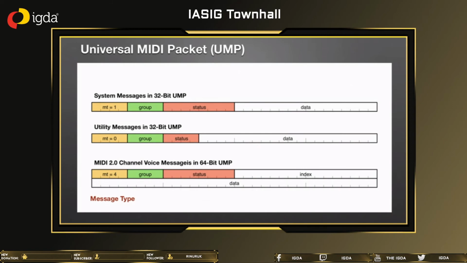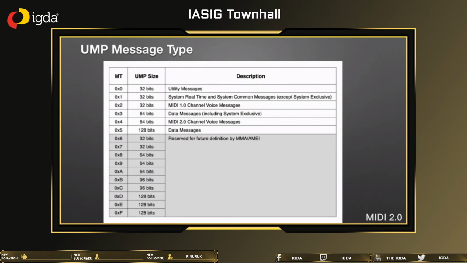All messages in the UMP are 32-bit, 64-bit, 96, or 128 bits wide. And so nice round words. System messages take up 32-bit packets. Utility messages include things like timestamps. Those are 32-bit. And then channel voice messages, that's things like note on and controllers and program change, are in a 64-bit packet. The first nibble here in these messages, or the first 4 bits, is what we call message type. And so there are 16 different message types, and we've used 5 of them to define all of the things that MIDI 1.0 ever did, and all of the things that MIDI 2.0 is defined to do today.